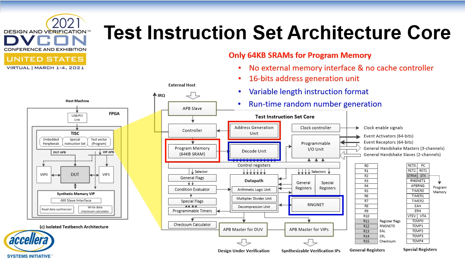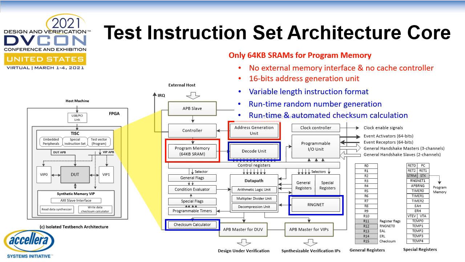TISC embeds a hardware accelerator called RNGNet for generating a series of numbers with specific constraints, such as lookup tables. By using RNGNet, thousands of random numbers and their write accesses could be replaced with a single instruction.